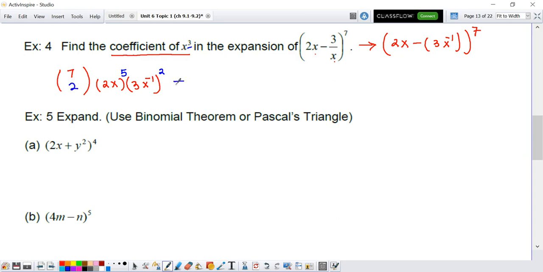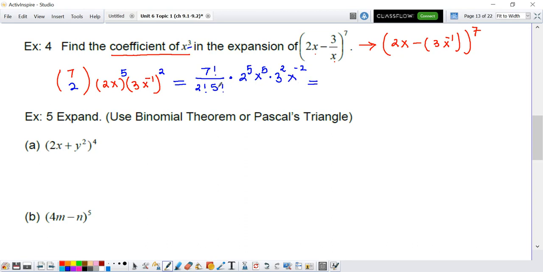And now this is simplifying. 7 choose 2, which means 7 factorial over 2 factorial, 7 minus 2 is 5 factorial, times 2 to the 5, x to the 5, and you know the exponent, 3 to the 2, x to the negative 2. You have to distribute. Let's figure out the final answer.